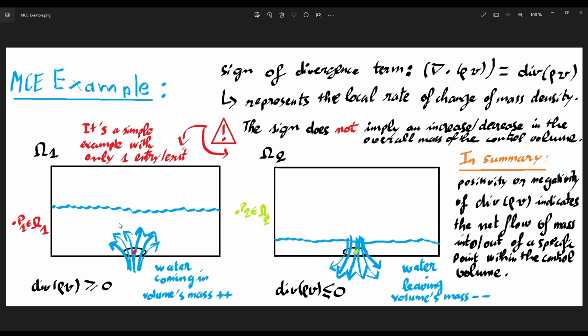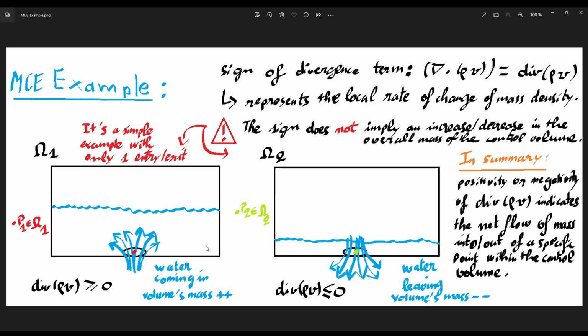In the first case, omega 1, when the divergence is a positive quantity at a particular point within the control volume, it implies that there is a net inflow of mass into that point, which seems fair looking at the water passing through P1. So we have more and more water filling up our swimming pool. This means that more mass is entering the control volume through its boundaries than is leaving it, which leads to an accumulation of mass within the control volume over time.